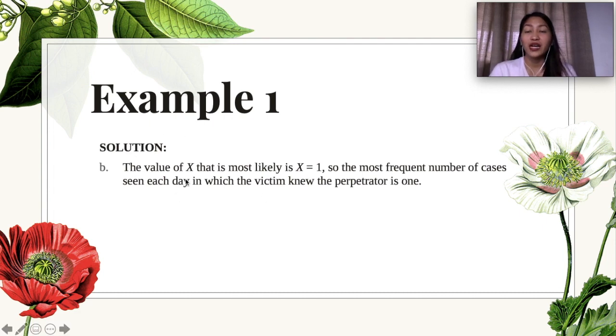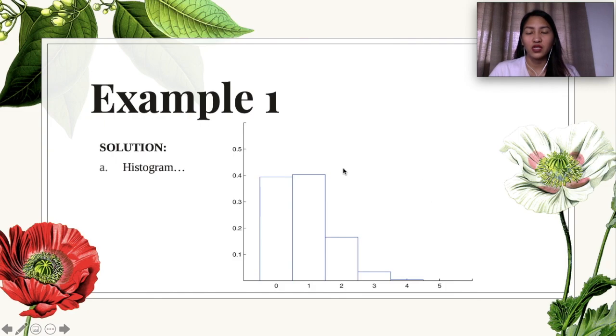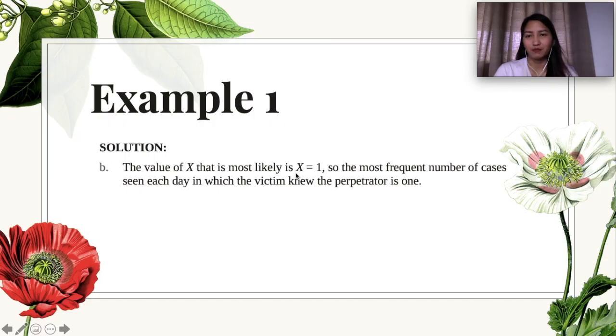Okay, so for our second question, the value of x that is most likely is x equal to 1. So the most frequent number of cases seen each day in which the victim knew the perpetrator is 1, because 1 is our highest. So that is the most frequent number of cases seen each day in which the victim knew the perpetrator.